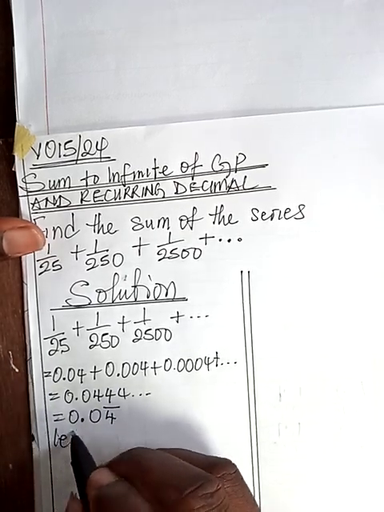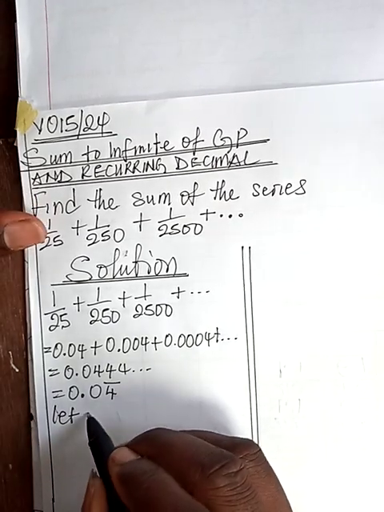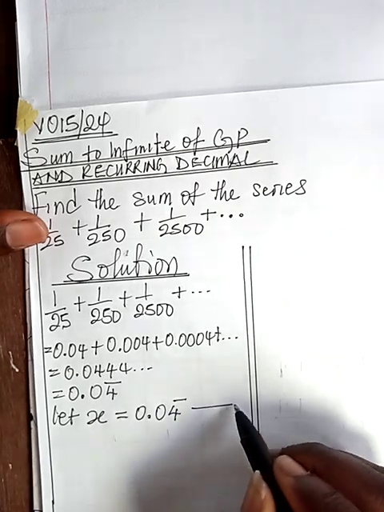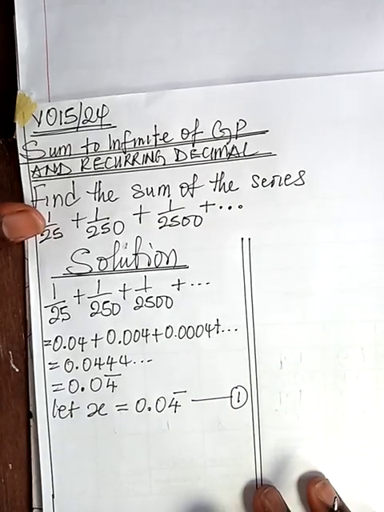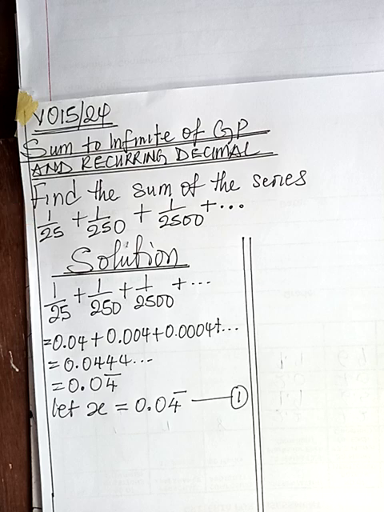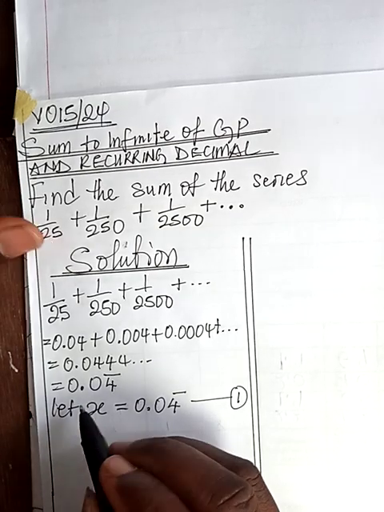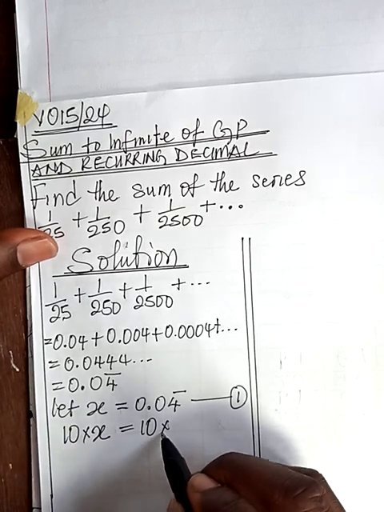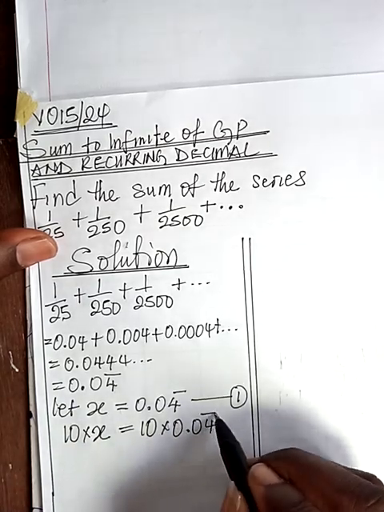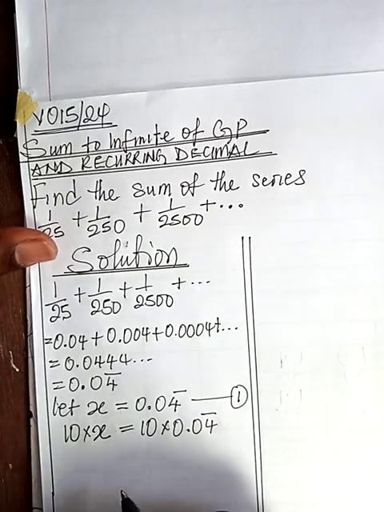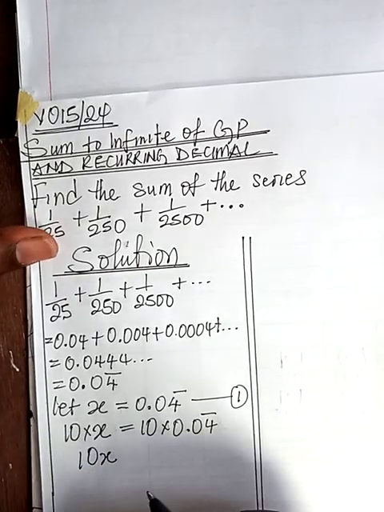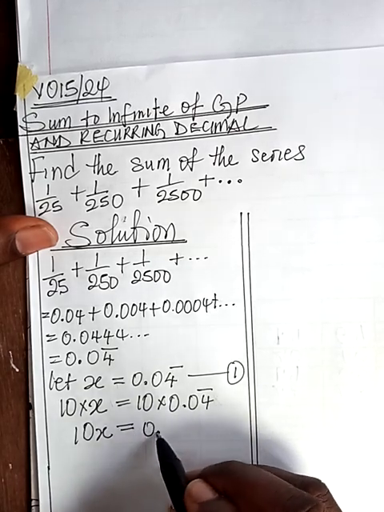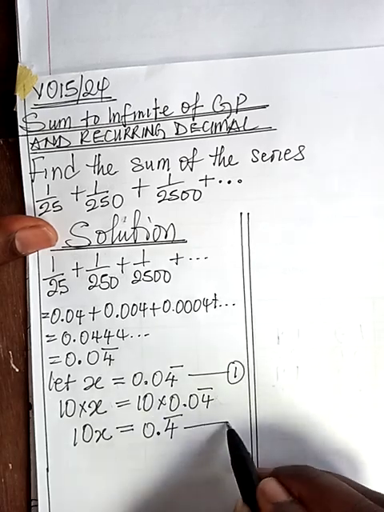So let x be equal to 0.04 recurring. We'll call this equation 1. Now multiply both sides by 10. So I'll have 10 times x is equal to 10 times 0.04 recurring. This will give me 10x is equal to 0.4 recurring. I'll call this equation 2.